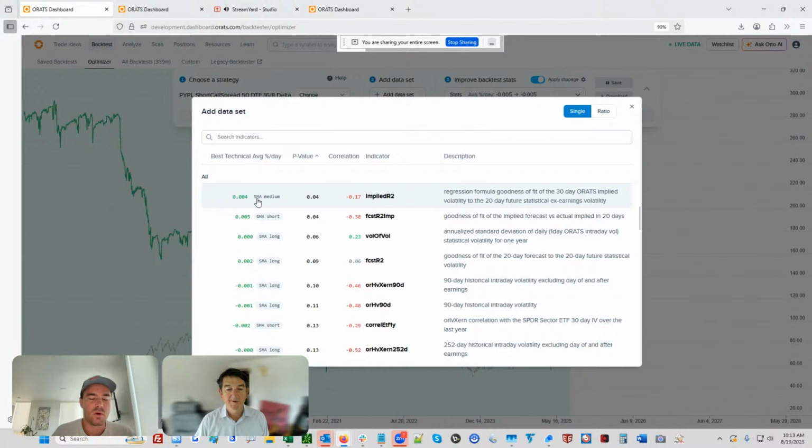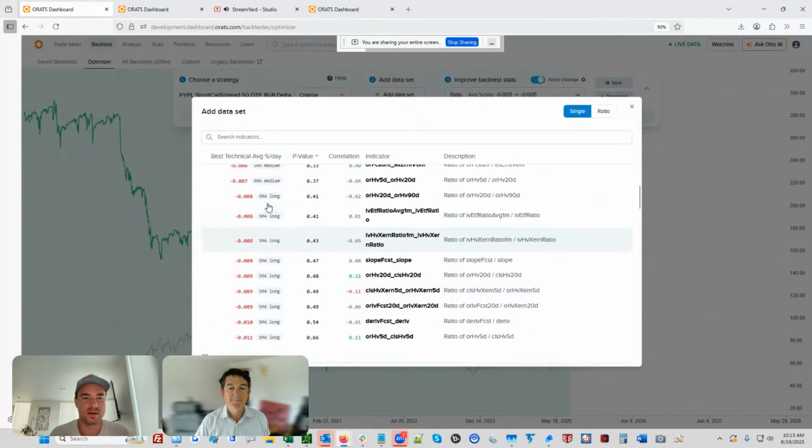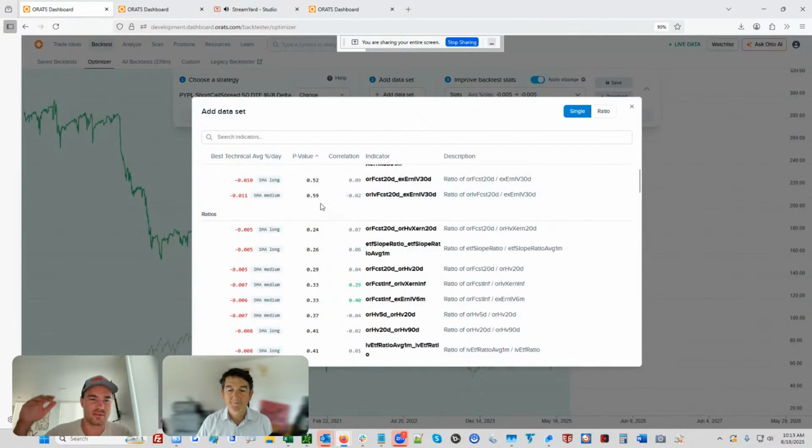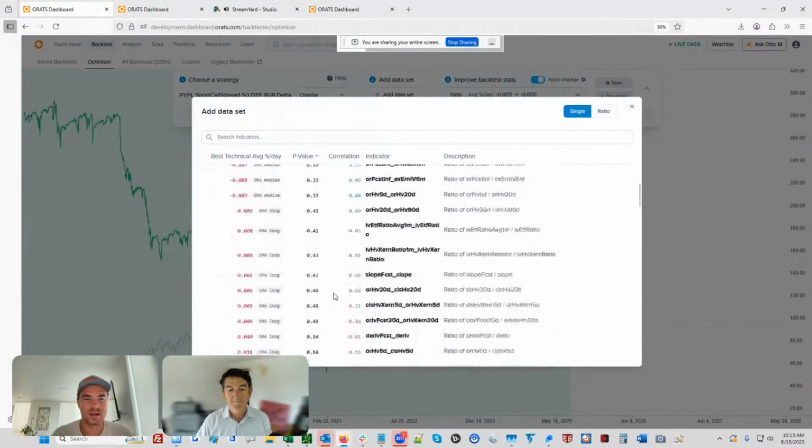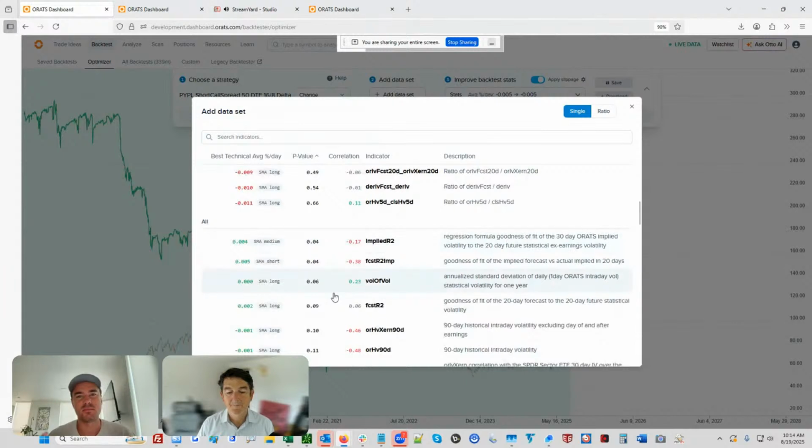What we do is we test different simple moving average levels of that indicator. As probably most of you know, it's not as simple as just saying less than or greater than a value, because all of these ORATS indicators vary wildly in their values, right? Slope is a different value than the forecast, or the historical volatility, which is different than the contango. So we have to use a relative metric, and simple moving average is one of the most tried and true relative metrics out there.